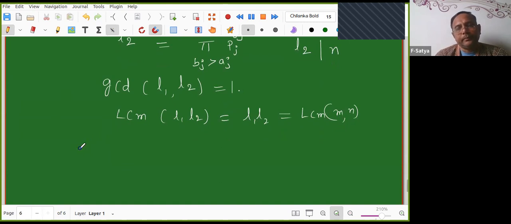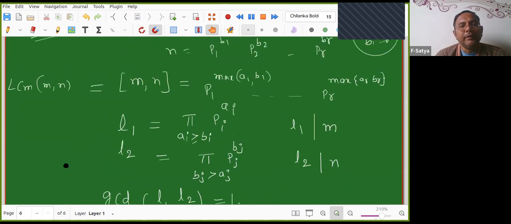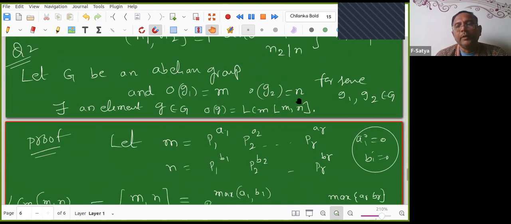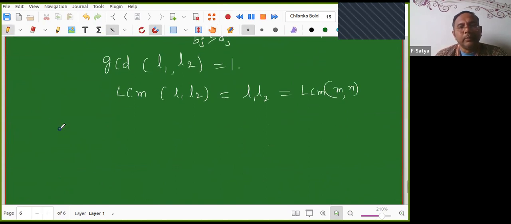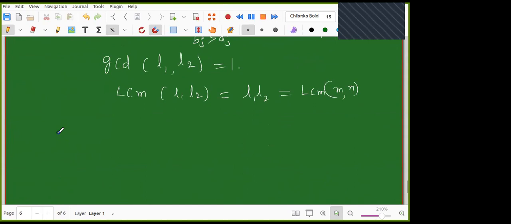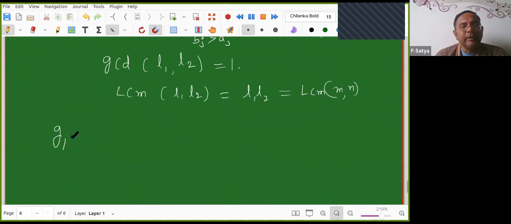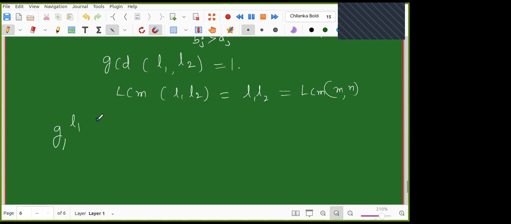How do you get it? Can you predict that? You know that order of G1 equals M, order of G2 equals N. This much I know, right? Now can you construct an element whose order equals L1 and another whose order equals L2? Raise G1 to some power. So if I take G1 power L1, or L2? L2, let us see.